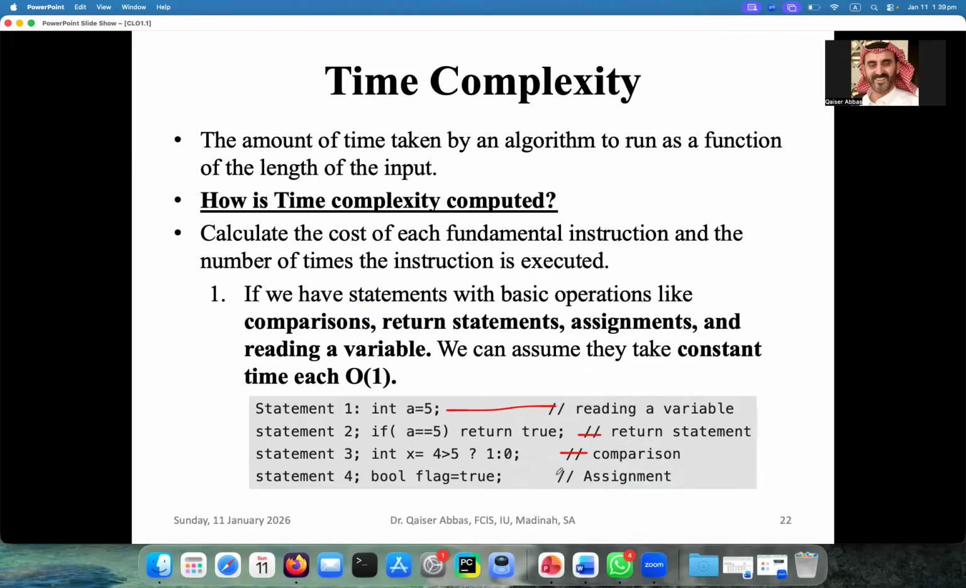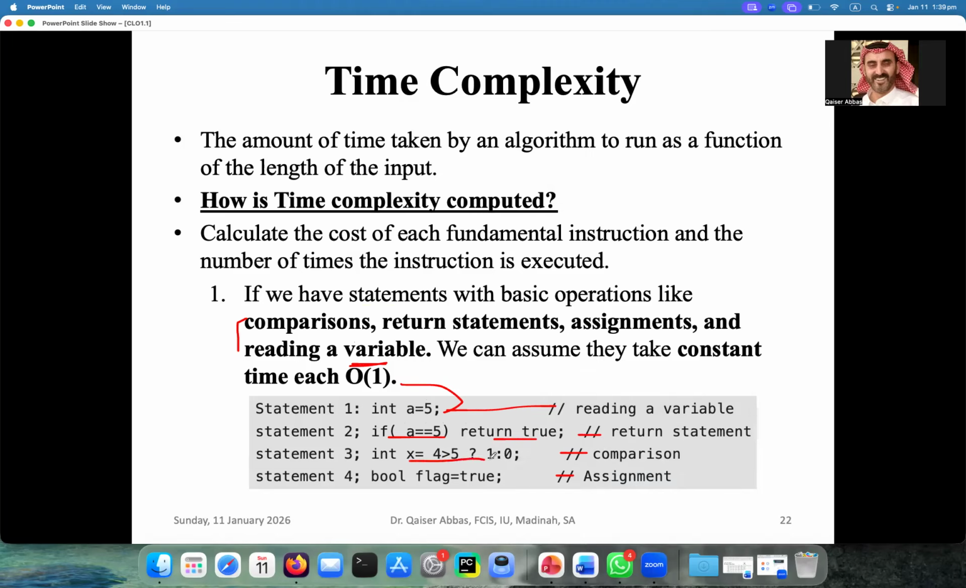This is return, comparative, assignment. If you have these things in your algorithm or code, then you have to take the cost of each instruction as order of 1. What it means is that the worst case cost for that statement would be order of 1. So for int a is equal to 5, what is the worst case cost? Order of 1. And if a is equal to 5, what is the cost for it? Order of 1.